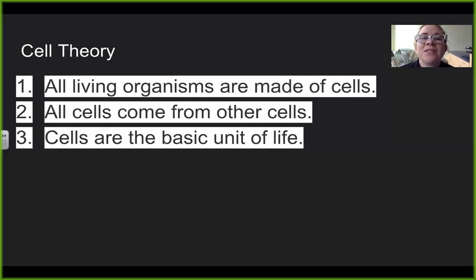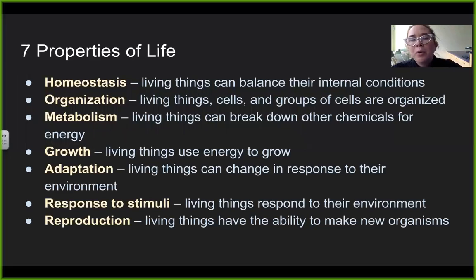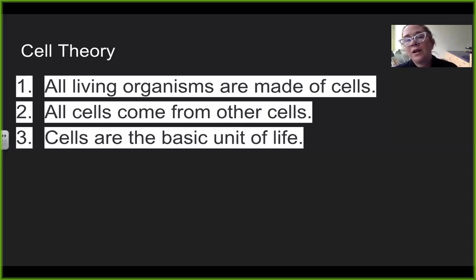Okay. And then cells are the basic unit of life. We also can prove that and we can see that, right? We can go back to our 7 properties of life, and cells can do all 7 of these things. They can grow, they can adapt, they can metabolize, they're organized, they balance their internal conditions, they respond to stimuli, and they can reproduce, right? So cells do all of that stuff. So these 3 things make up the cell theory, right? And because of that, all cells come from other cells thing, it's a theory. But no one's been able to disprove that. So we take it as fact.